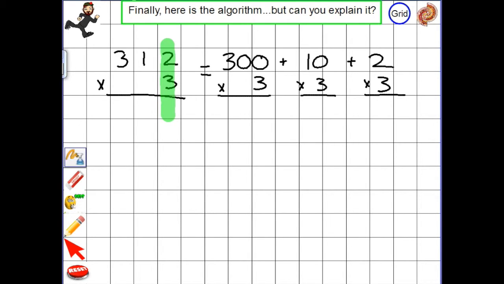So we start at the ones place. It's a simple fact fluency problem. 2 times 3 equals 6. We come on over to our expanded form section. We show 2 times 3 equals 6.